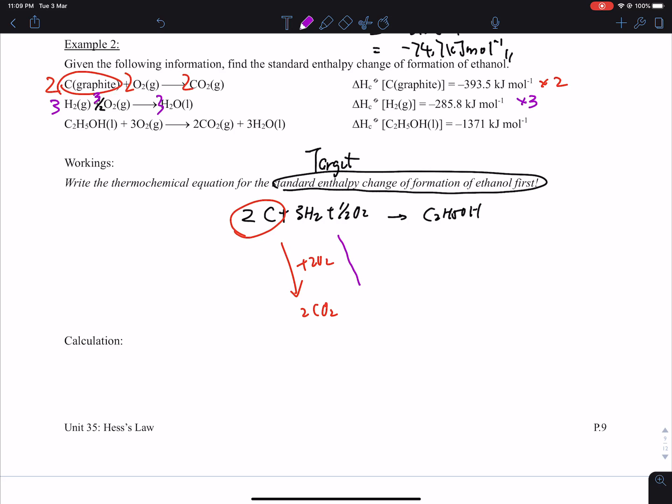So we get this one plus. We already use up 1/2 oxygen here. Therefore, we just need one oxygen to add up together with the 1/2 oxygen here. So we get 3H2O. So 0.5 plus 1 added up together should be 1.5. So it will be the same as that one.